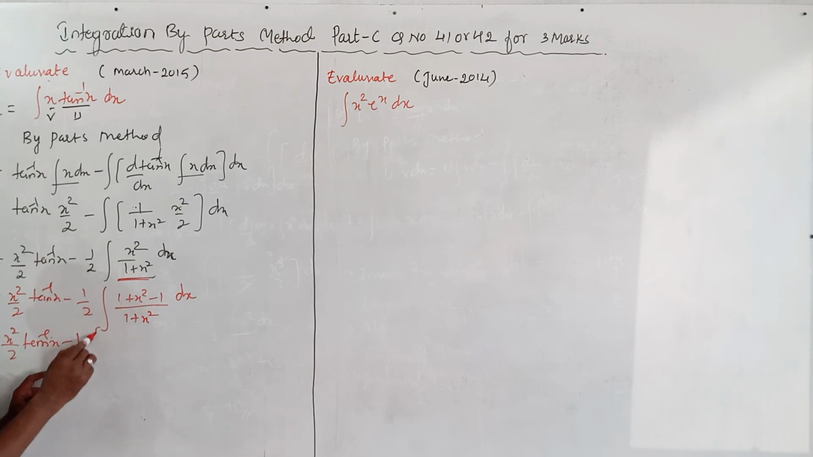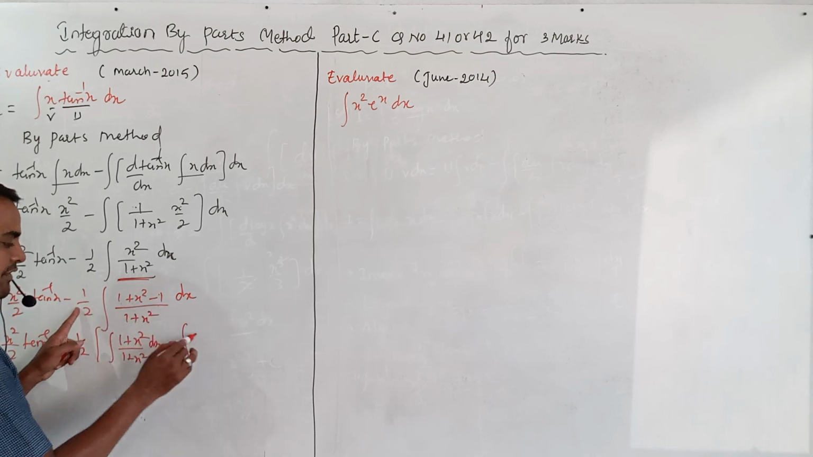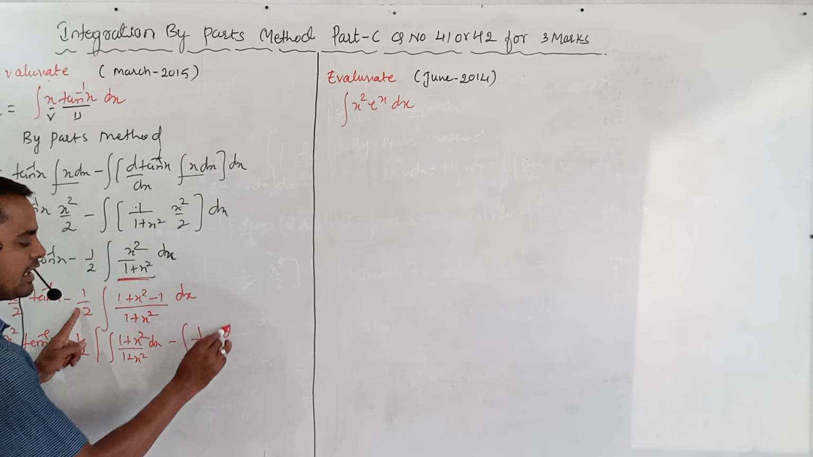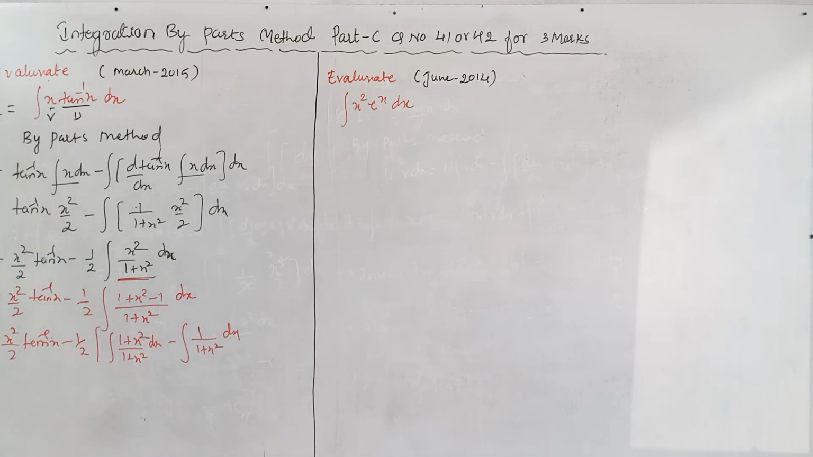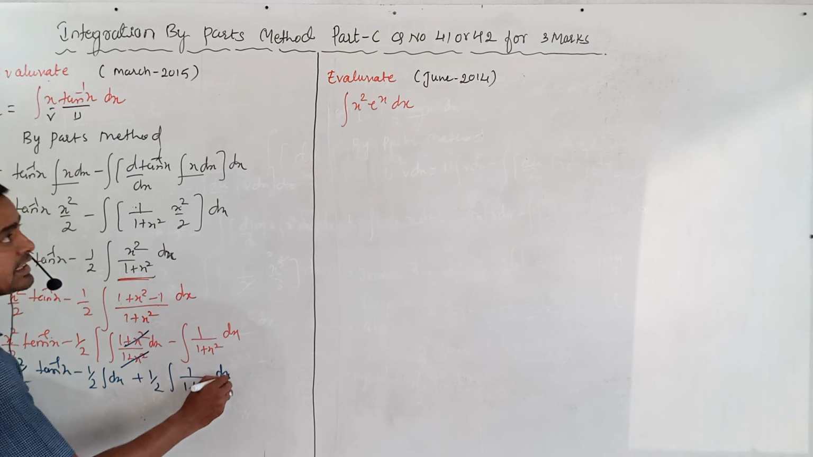Now these are the two terms here. Integration of 1 plus x square divided by 1 plus x square dx minus 1 divided by 1 plus x square dx. Now this function gets cancelled here. 1 plus x square gets cancelled. Now this one is x square divided by 2 tan inverse of x minus 1 by 2 into dx, minus into minus plus 1 by 2 integration of 1 by 1 plus x square dx.